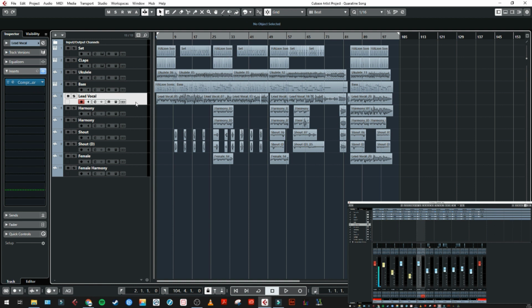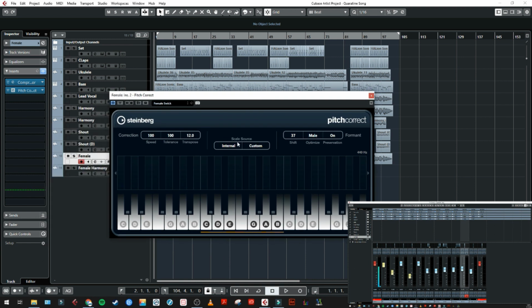I try to use a wide variety of vocal sounds, from completely what my voice sounds like to auto-tuned up an octave sounding like a cartoon. And then I have two harmony parts, and they're both panned. One's panned left ear, one's panned right ear. This one had pitch correct turned off. I have two shout tracks, again, left and right ear, just to kind of make it sound like a group of people are singing.